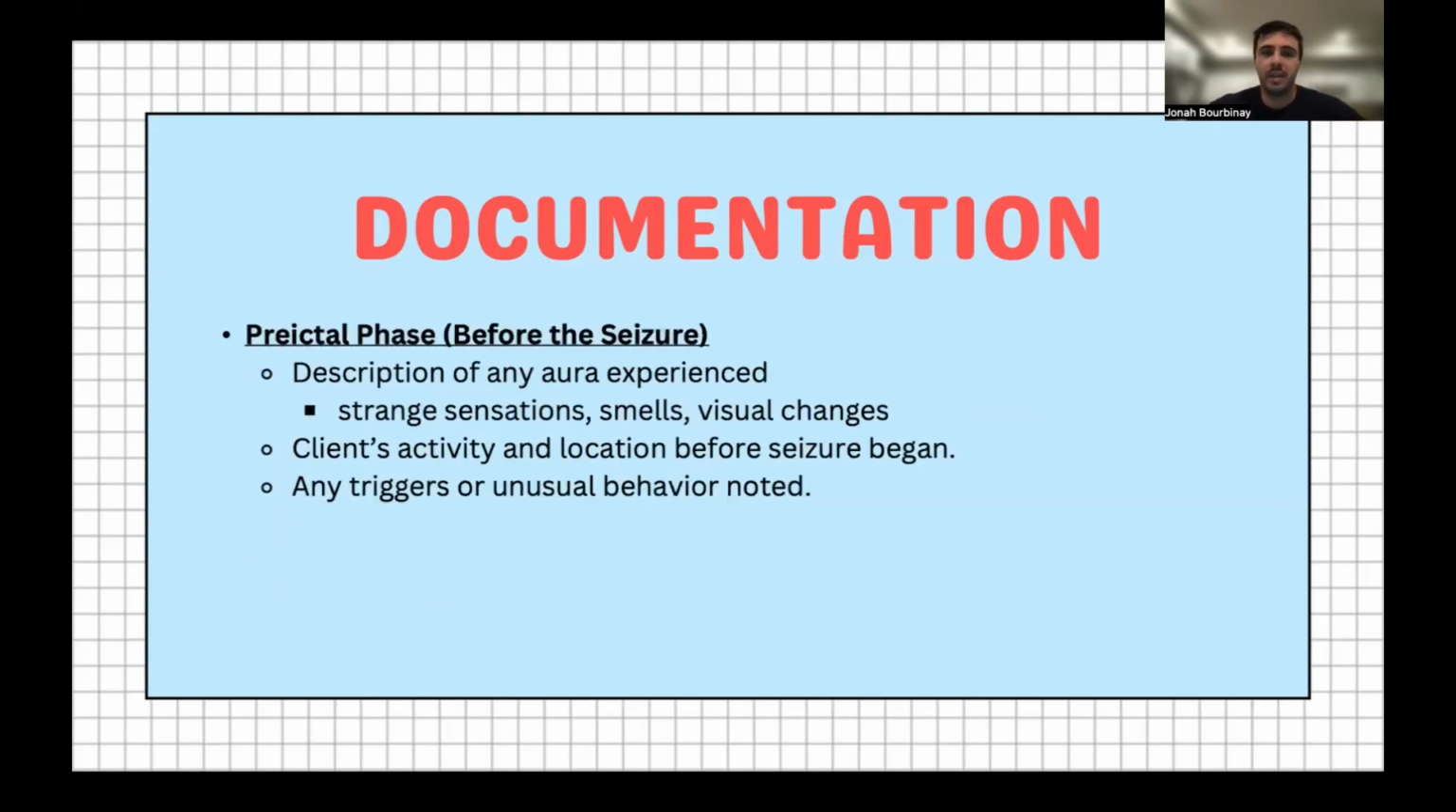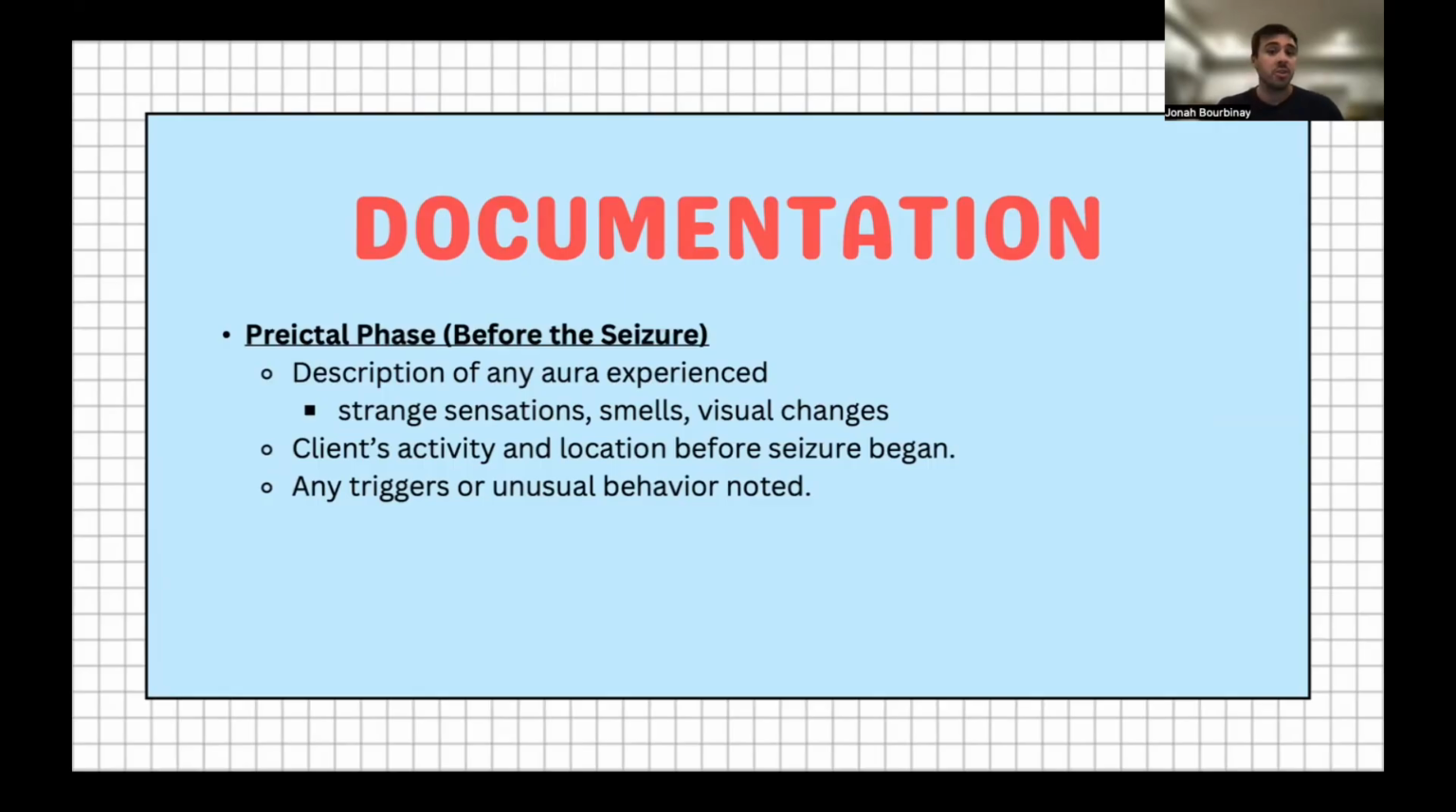During the pre-ictal phase, this is also known as the time before the seizure, we want to know if the patient is having any aura, meaning do they see a cloudy visual field of different colors? This can also be accompanied with strange sensations, smells, and visual changes.